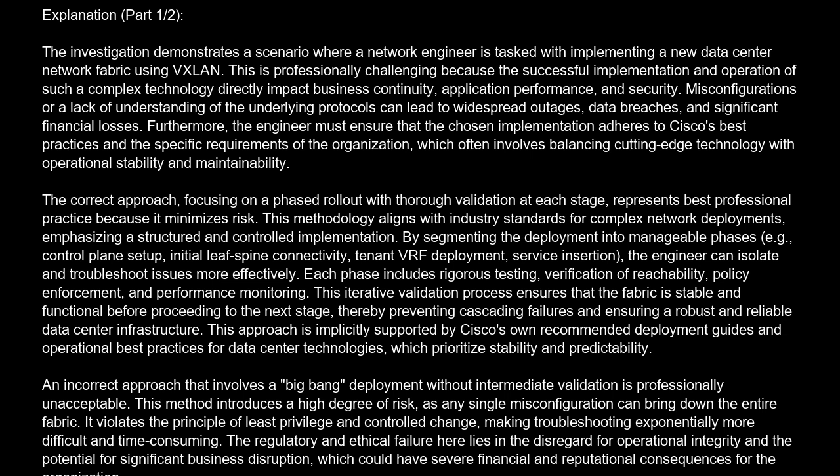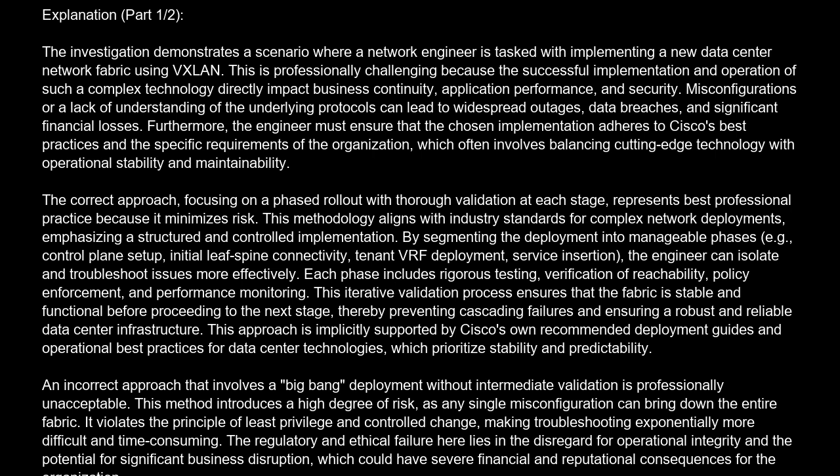Explanation. The investigation demonstrates a scenario where a network engineer is tasked with implementing a new data center network fabric using VXLAN. This is professionally challenging because the successful implementation and operation of such a complex technology directly impact business continuity, application performance, and security. Misconfigurations or a lack of understanding of the underlying protocols can lead to widespread outages, data breaches, and significant financial losses. Furthermore, the engineer must ensure that the chosen implementation adheres to Cisco's best practices and the specific requirements of the organization, which often involves balancing cutting-edge technology with operational stability and maintainability.